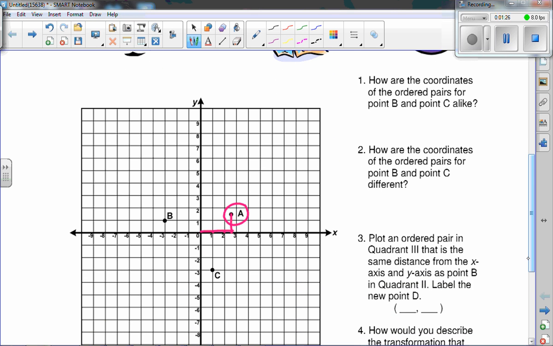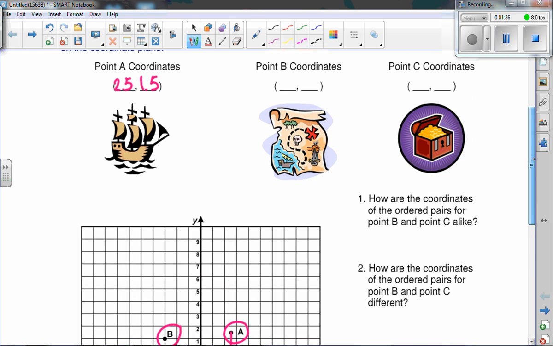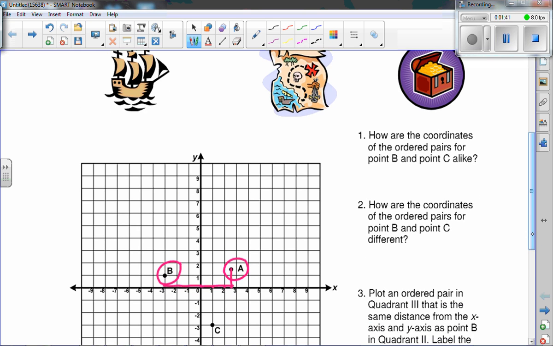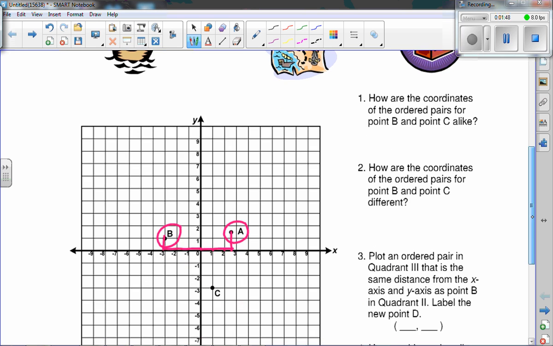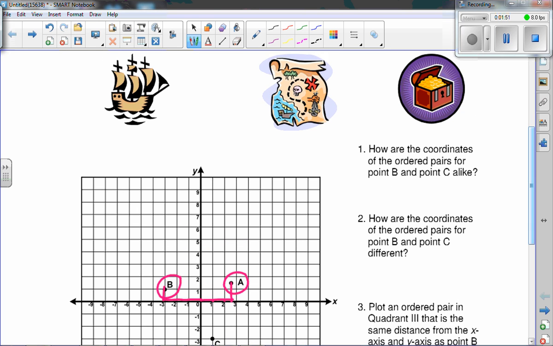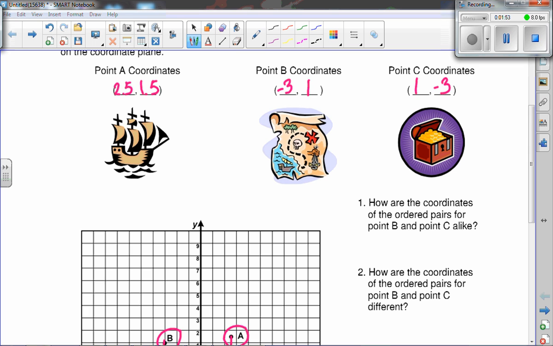Now let's take a look at point B. Our x coordinate is over -1, 2, 3, -3. And our y is up 1, +1. All right, we're going to pause the video for a second. I'd like for you to try point C on your own. Okay, so if you got 1, -3 for the coordinates of point C, you are right on track.